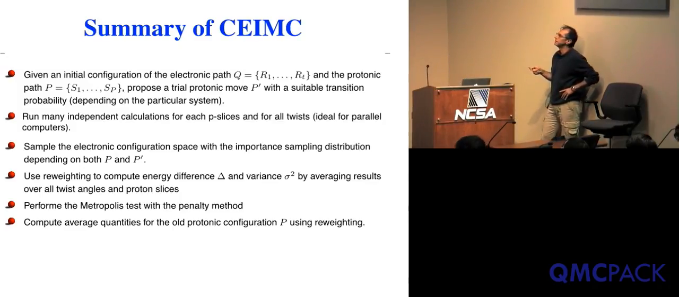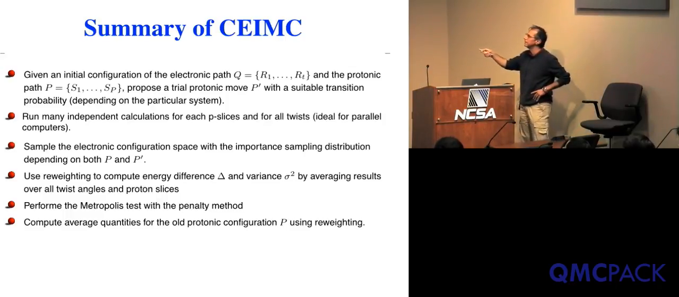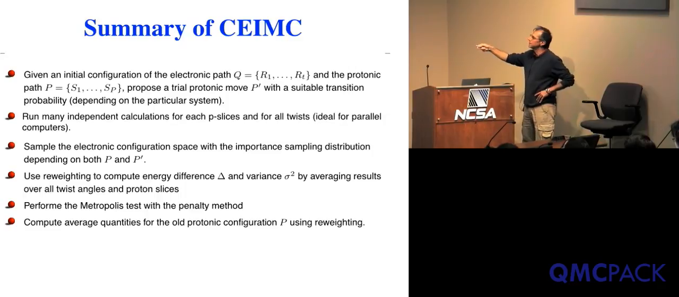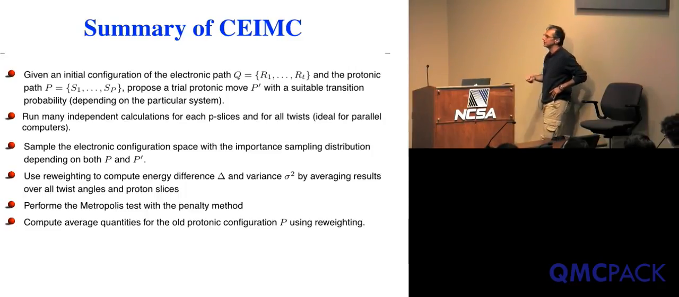What is coupled electron-ion? You have an electronic path and the protonic path. So in fact, for each proton, for each time slice, you have a different electronic path. You propose a trial protonic move P prime with a suitable transition probability, depending on the particular system. You run independent calculations for each P slices and for all twists. And so this is very ideal for massively parallel computers. Then you sample this electronic configuration with importance sampling. You compute the energy difference, and then you accept or reject with the penalty method.